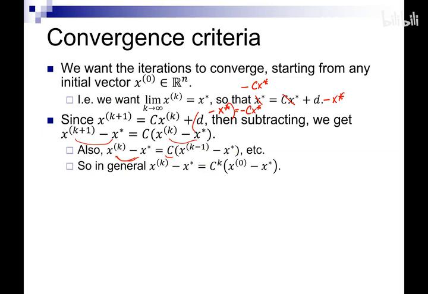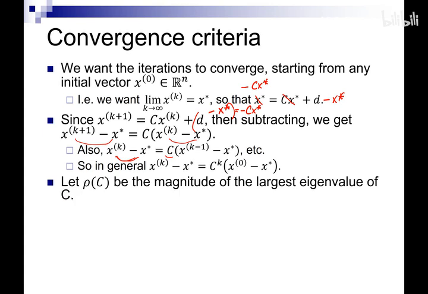Okay, so each time we expand these terms, eventually we get that the error is equal to C to the kth power times the initial error. So this is the initial vector that we started with, so this is the initial error in that vector times C to the kth power. And if we want things to converge, we want this to eventually go to 0.